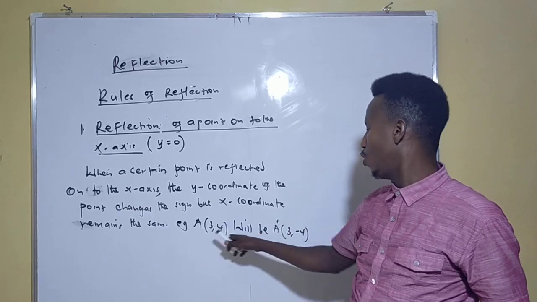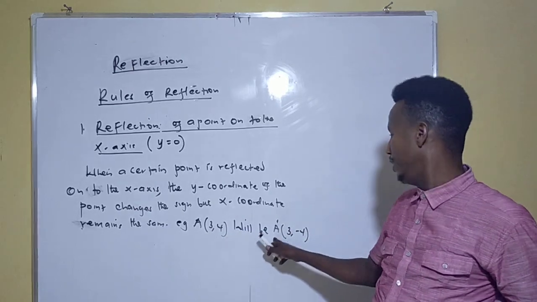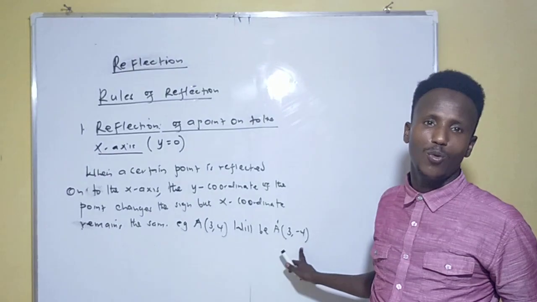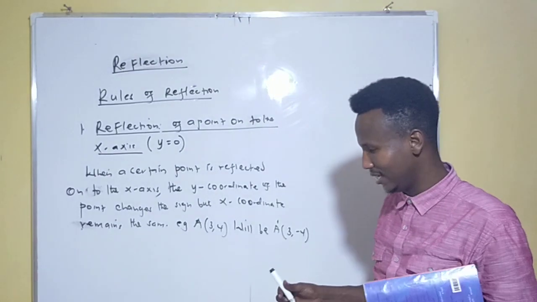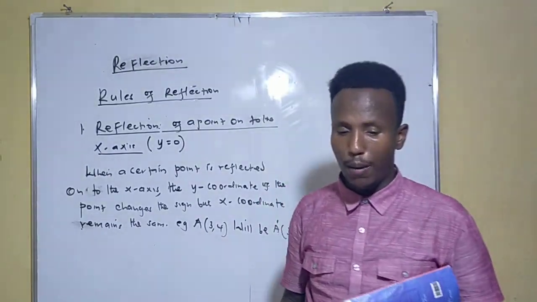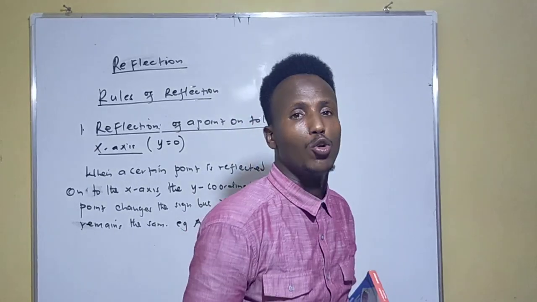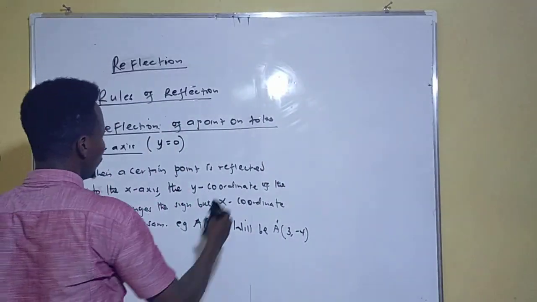E.g. A 3, 4 will be A prime, the image will be 3, negative 4. That means y has changed the sign, don't forget that. That is rule number 1. Then we'll proceed ahead and go to rule number 2.